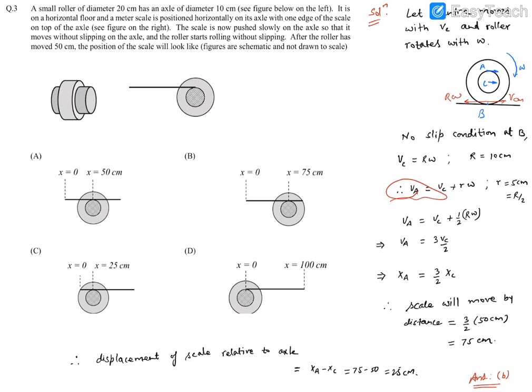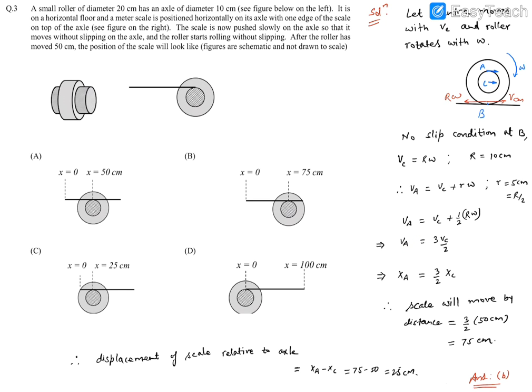So the speed of particle A is, again by using the same concept, center of mass velocity plus R omega. The center of mass velocity is VC, and here the radius is that of the axle, let's say small r, which is 5 centimeter because the axle has a diameter of 10 centimeter. So we can relate these two radii: small r is equal to capital R divided by 2. So the speed of location A, the contact point with the scale, is VC plus capital R omega by 2. We know capital R omega is equal to VC, so that becomes VC plus VC by 2, which leads to 3 VC by 2.